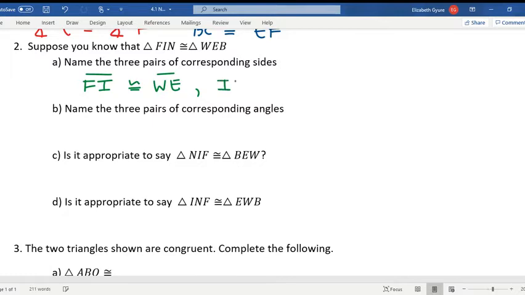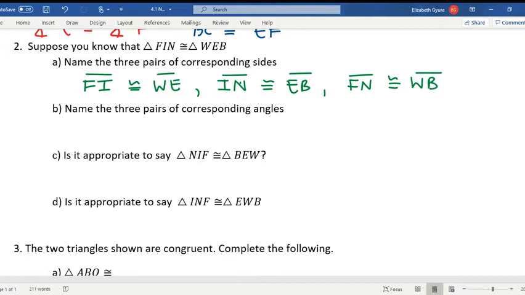Then I could also say segment IN, that's the last 2 letters here. That would have to be a side, and that would go with the last 2 letters in the other part of the statement, which is segment EB. And then you can also go the first with the last. So that's segment FN is congruent to segment WB.